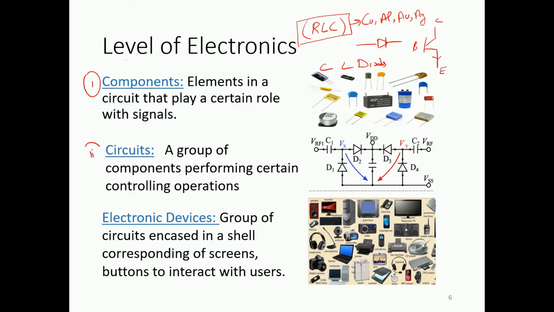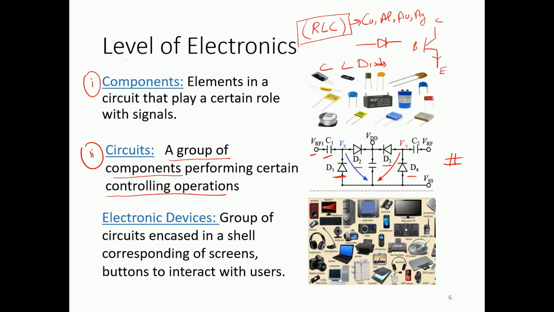Now in the second stage, when we combine these components together, made from a special material, we say that we have formed a circuit. A group of components brought together to perform certain controlling operations is a circuit. Here you can see a circuit that has been formed, where we have a voltage source applied, a capacitor, a diode placed in this orientation, another diode followed by this in a different orientation, and then diode 3 and diode 4. This is basically a group of diodes arranged or oriented in such a way to perform a certain operation. So we say that the second level of electronics is the circuits. The first level is the individual components made from a certain material.